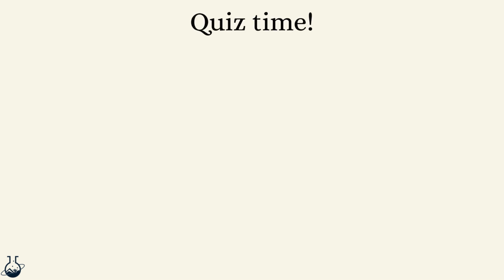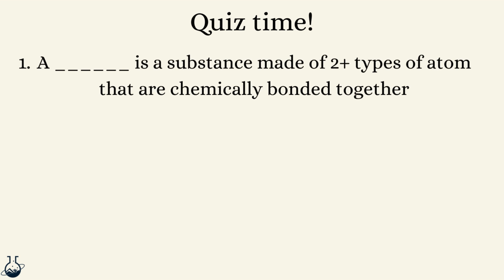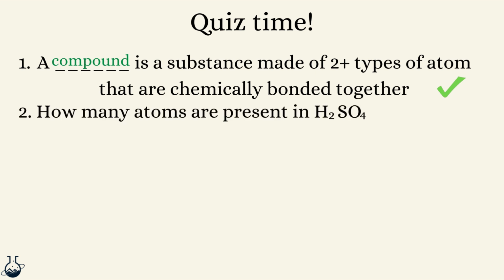Time for our end of video quiz. Question 1. A something is a substance made of two or more types of atom that are chemically bonded together. A compound. Well done. Question 2. How many atoms are present in H2SO4? Remember to find out the number of atoms, we add the little numbers. So 2 plus 4 makes 6 atoms.